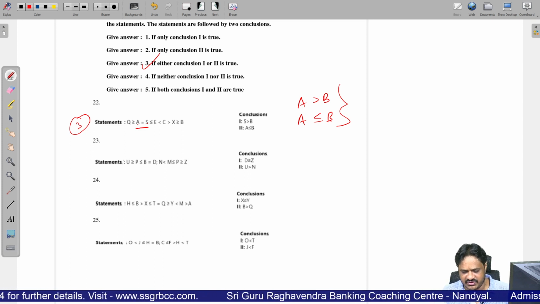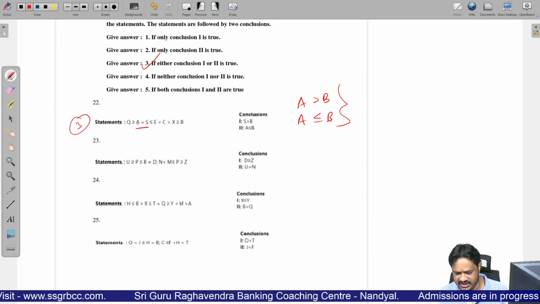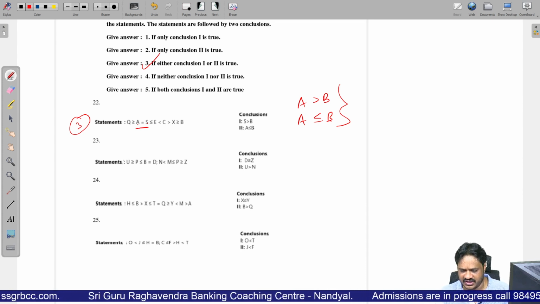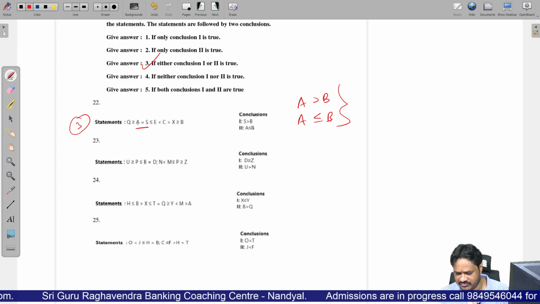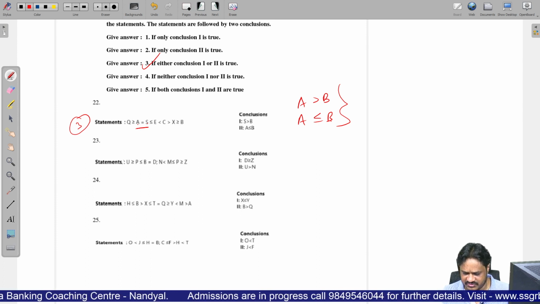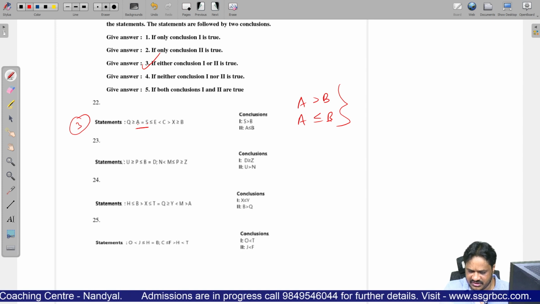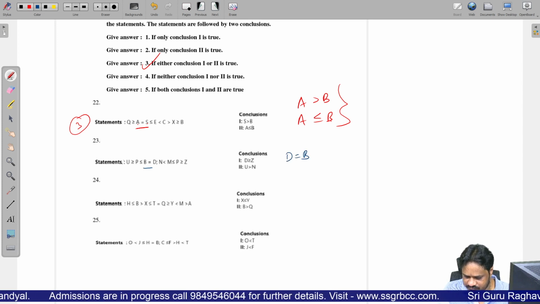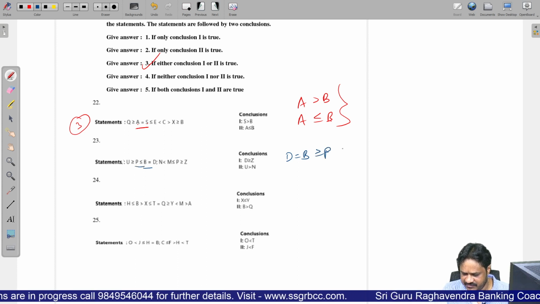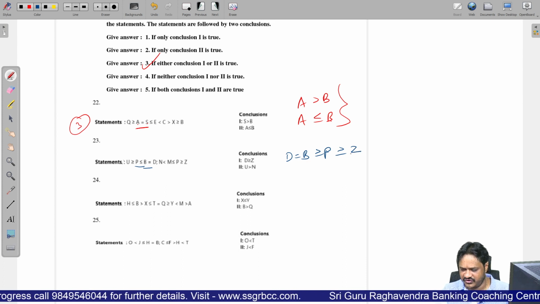Let us see the next one. U ≥ P ≤ B = D, N < M ≤ P ≥ Z. First one, D ≥ Z. Let us observe this one. Now, see here, D is equal to B. P ≤ B means B ≥ P, and P ≥ Z. Therefore, D ≥ Z definitely follows.